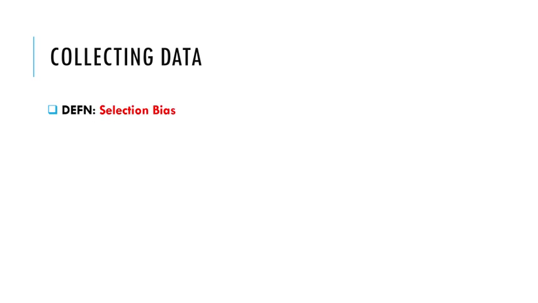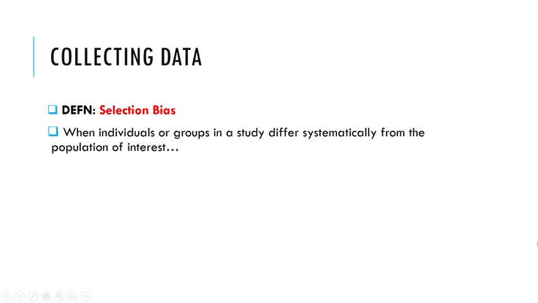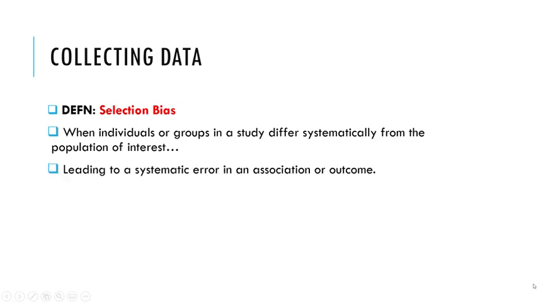So if we want a formal definition of the idea of selection bias, a very standard definition is that selection bias is when individuals or groups in a study differ systematically from the population of interest, right? Let's say that again. Individuals or groups or whatever entities in a study differ systematically from the population of interest. And this leads us to systematic errors in an association or an outcome. We're going to make bad decisions. We're going to make bad inferences because of this selection bias.